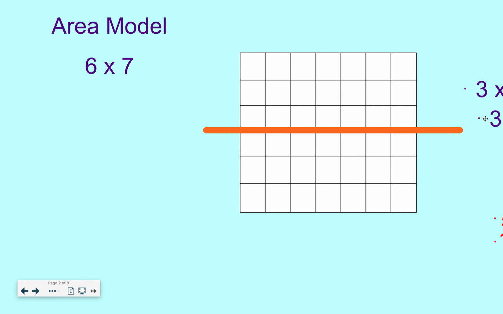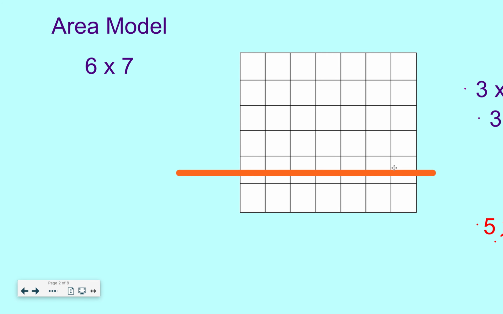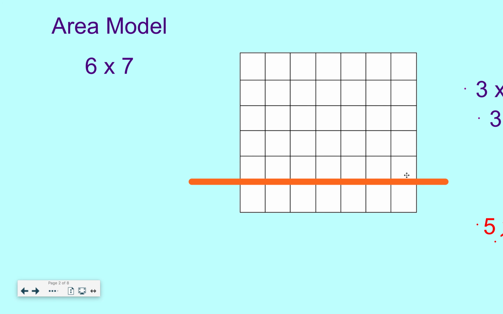But maybe you don't like your 3s. Maybe you like your 5s better. And with 6s, 5s turn out really nice. So instead, I'm going to think of that 6 groups of 7 as 5 groups of 7, and then one more group of 7. I know that 5 groups of 7 is 35, and one more group of 7 is 7. 35 plus 7 is 42. Both strategies get me the same answer. It's just what other factor you're more comfortable with, 3s or the 5s.